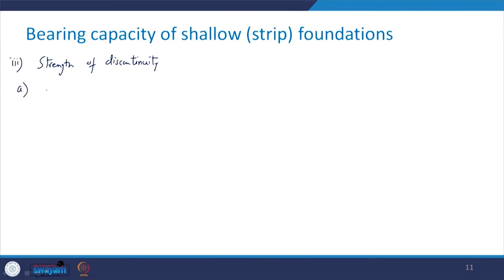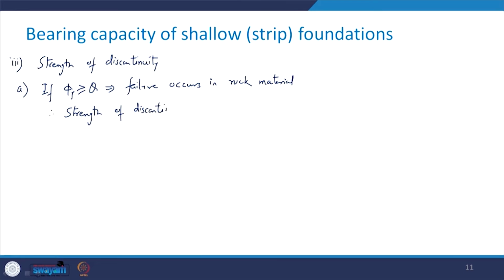Now in this case again, if this phi j is greater than or equal to theta, then failure occurs in the rock material, and therefore the strength of the discontinuity will be given by the equation number 7 which we just derived.